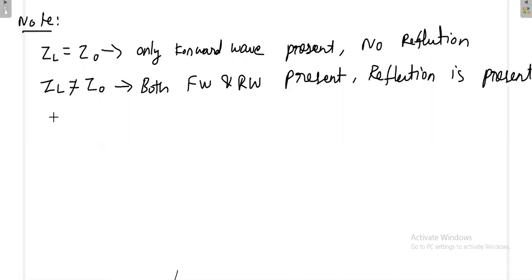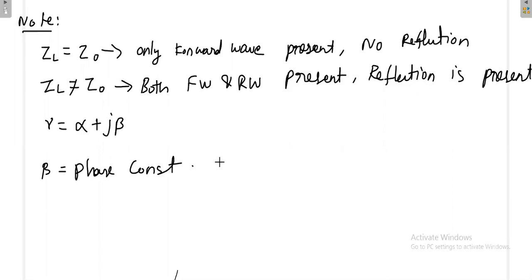Now see, now you are using gamma. That gamma always consists of alpha plus j beta. Now you know what is beta in general. Beta means phase constant, and that is equal to 2 pi by lambda.